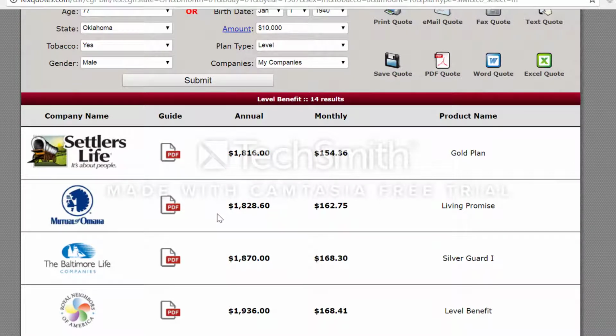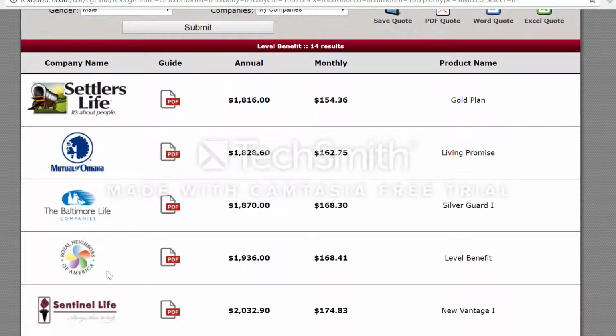I can dial this in once we go through some health questions, but it looks like the company that I'm going to be able to get you qualified for is, if you don't have Settlers and let's just say you don't have Mutual, you don't have Baltimore Life, but you've got Royal Neighbors or Sentinel, then I would select whichever company I'm the most comfortable with doing their application on. That's how I would do that.